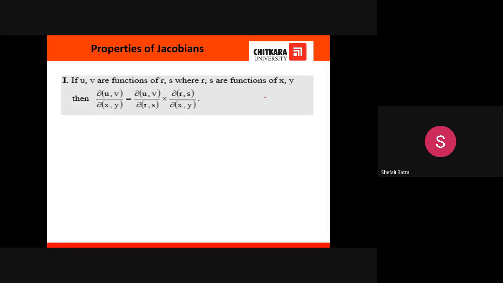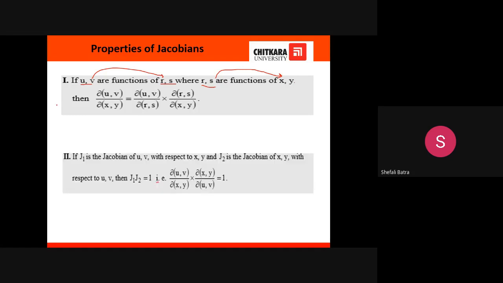Right? Now let us look at the properties of the Jacobian. First is, if u and v are functions of r and s, and further r and s are functions of x and y, then the Jacobian of uv with respect to xy, like we have done in the composite function, is equal to the Jacobian of uv with respect to rs into the Jacobian of rs with respect to xy. So this is your chain rule.